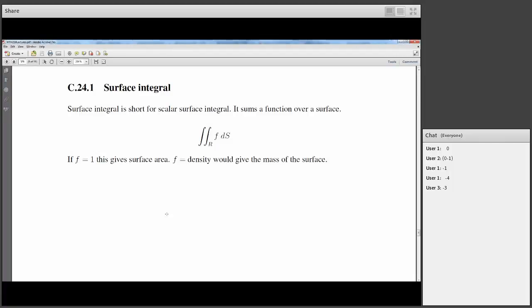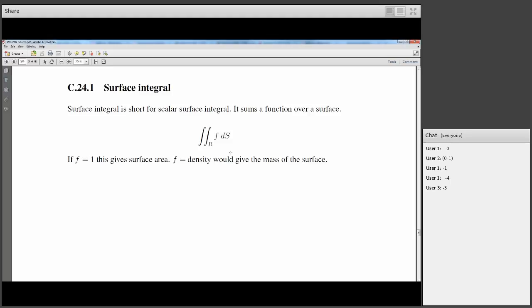The first one's called a surface integral for short, and it's a scalar surface integral, a bit like before. We're summing a scalar function over a surface, and because a surface has two dimensions, it's a double integral. That's how we write it down. If f was 1, that would just give you the surface area, which is a common application. If this was a really thin surface and f was the density at any point, then this would give you the mass of the surface, a bit like we did massive laminas earlier. So those are some applications.